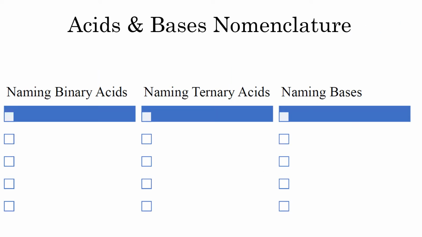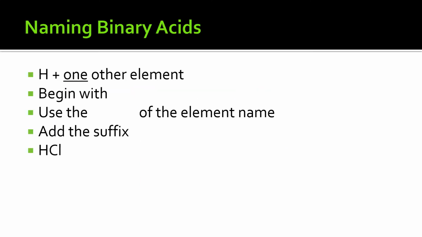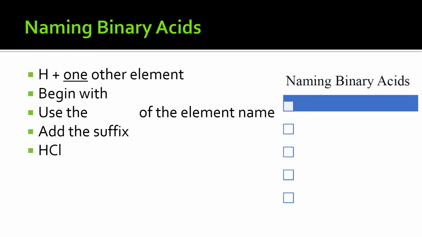Turn to page 134, and we're going to start off with naming binary acids. So, a binary acid is just an H, hydrogen, with one other element. I want you guys to write that above where you see naming binary acids on your graphic organizer: H plus one other element. The naming rules match with the number of boxes there.